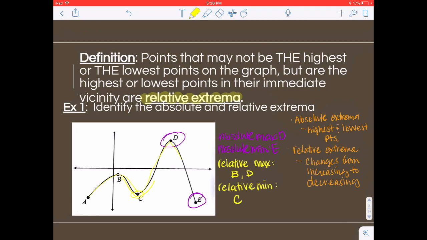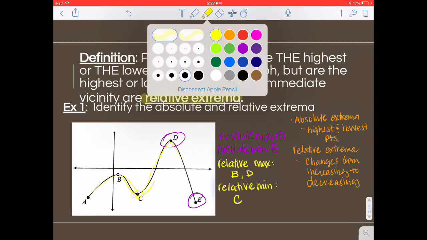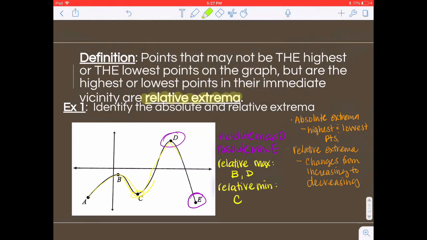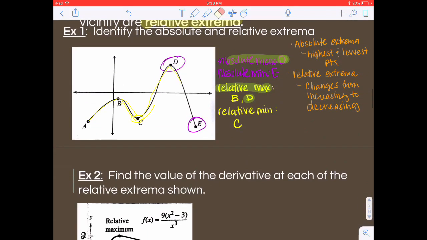So you can have points be an absolute max and a relative max, or vice versa, an absolute min and a relative min. It just depends on what's happening in the graph. Like in this case, we had the absolute max of D, and then we had a relative max D also. So they can be the same. So let's go ahead and look at our next example.